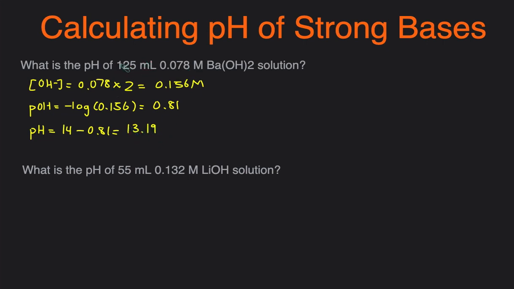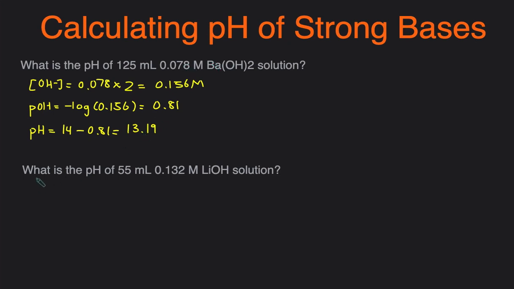Notice here that the volume didn't matter. We never used the 125 milliliters in the calculation, so we didn't need to look at the sig figs of this, and we just needed the molarity. If the molarity is not given, and instead you're given grams or moles, then convert it to molarity and then do this process.